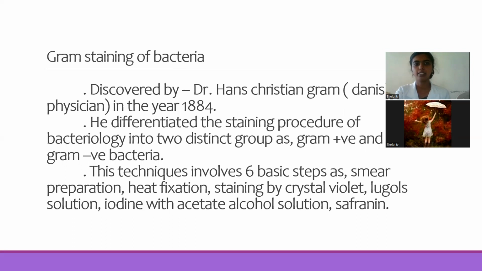Gram staining of bacteria was discovered by a Danish physician, Dr. Hans Christian Gram, in the year 1884. He differentiated the staining procedure for two distinct groups as gram-positive and gram-negative bacteria. In this technique, there are 6 basic steps involved: smear preparation, heat fixation, staining by crystal violet, Lugol solution, iodine, acetate alcohol solution, and safranin.